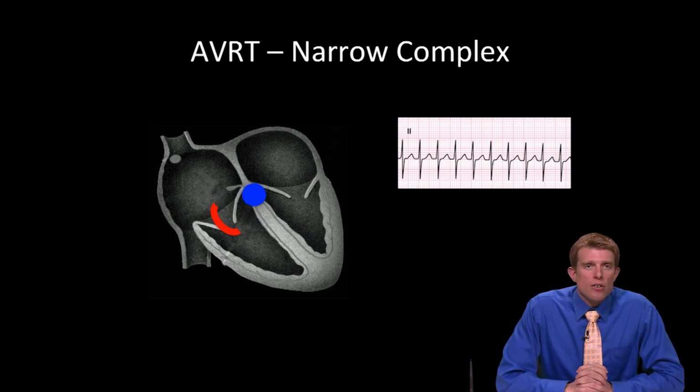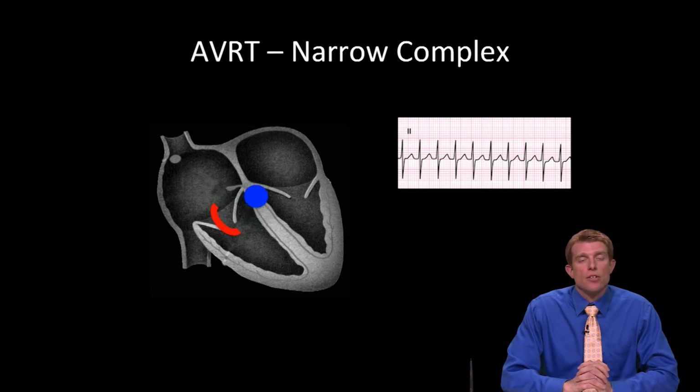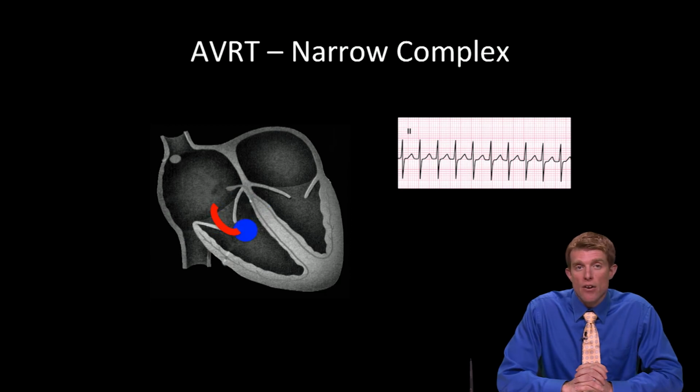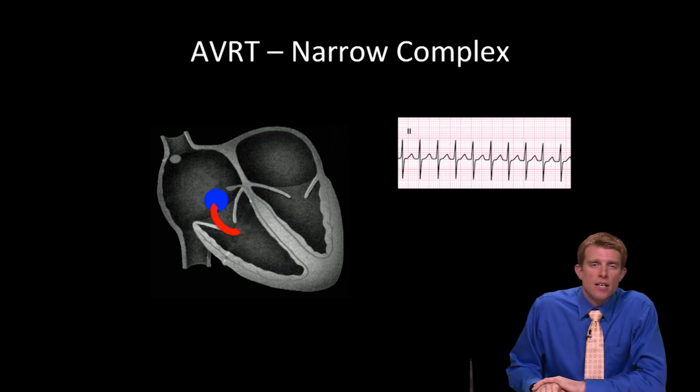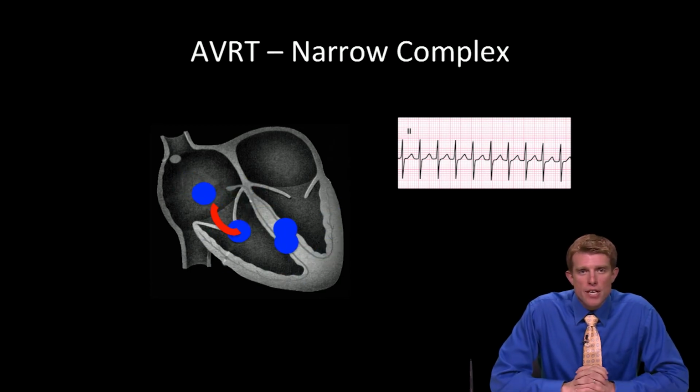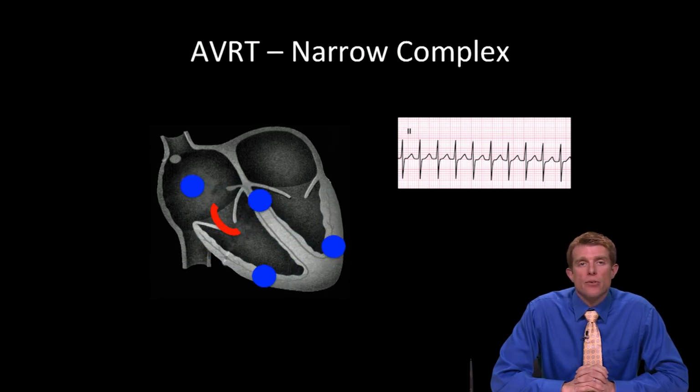So in AVRT, you can have a narrow complex where there is a circular electrical current going around, just like in AVNRT, but this is not confined to the AV nodal area. It's using the accessory pathway. And so in this case, it's narrow complex because the depolarization of the ventricle is happening via the normal electrical pathway, the right and left bundles. The atria is also being depolarized as well.